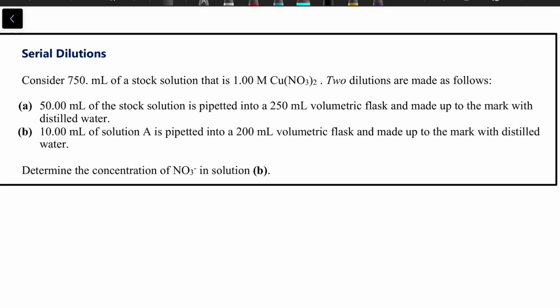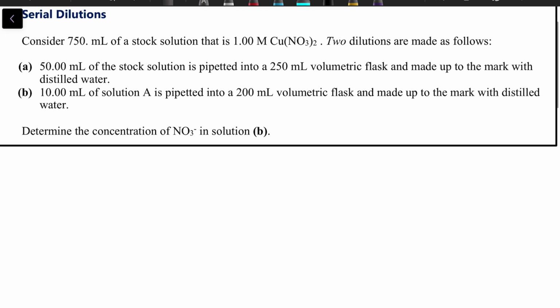A, 50 milliliter of the stock solution is pipetted into a 250 milliliter volumetric flask and made up to the mark with distilled water. So in our first step, we take a bit of the stock solution, put it in a new flask, and add enough water to make up a 250 milliliter solution. Then in B, it says 10 milliliter of this new solution, which refers to A, is pipetted into a 200 milliliter volumetric flask and made up to the mark with distilled water. Again, we add enough water.